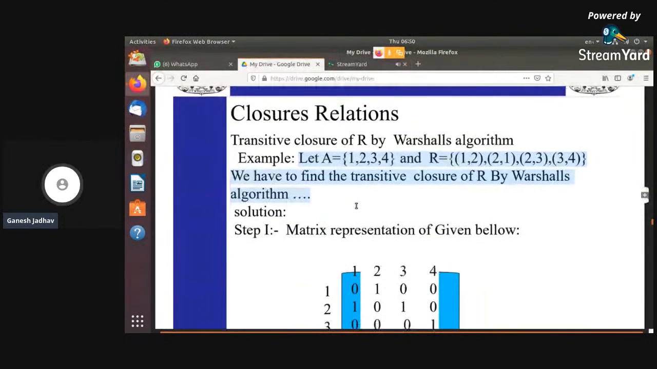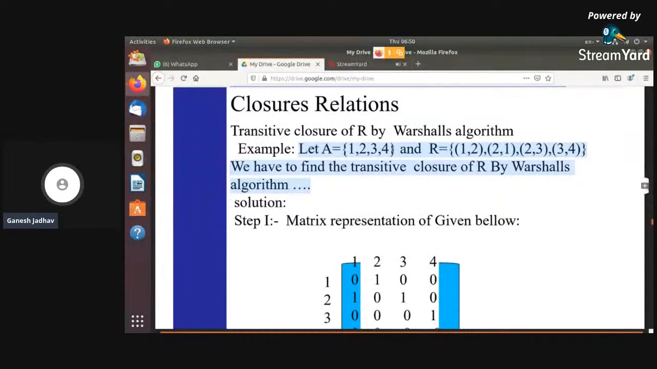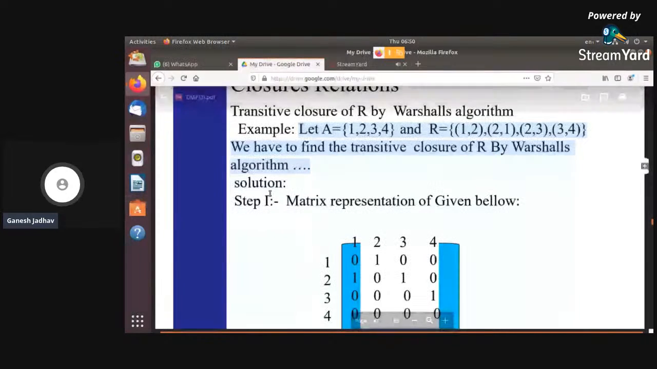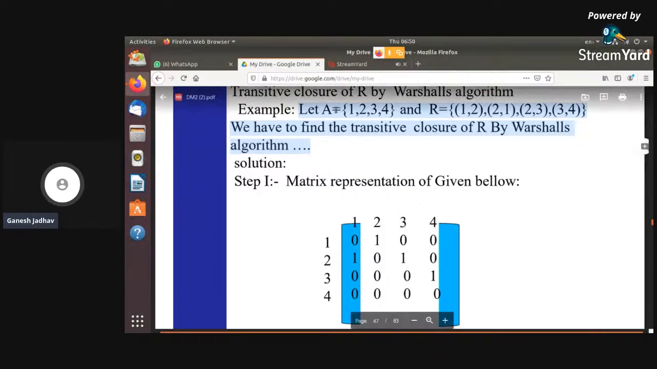Example: let A = {1, 2, 3, 4} and R = {(1,2), (2,1), (2,3), (3,4)}. You have to find the transitive closure by using the Warshall's algorithm. So what do you require? Firstly you have to write the matrix. For the matrix, A is equal to 1, 2, 3, 4. Write 1, 2, 3, 4 along the rows and 1, 2, 3, 4 along the columns.